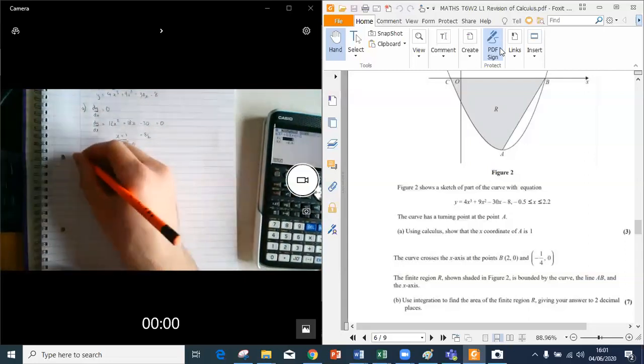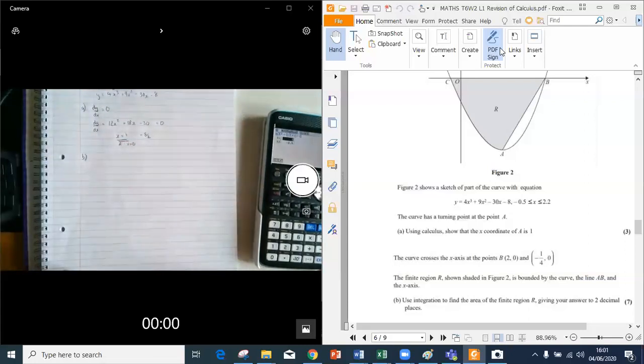Okay, and part B, it says the curve crosses the x-axis at (2, 0) and (minus a quarter, 0). So we've got the coordinates of where it crosses, B and C. Now it says the finite region R is bounded by the curve, the line A to B, and the x-axis. Use integration to find the area of the finite region R and give answers to 2 decimal places.